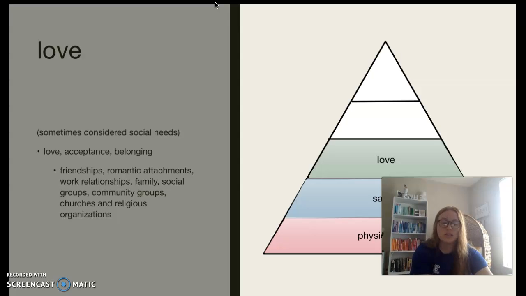The social needs in Maslow's hierarchy include things such as love, acceptance, and belonging. At this level, the need for emotional relationships drives human behavior. Some of the things that satisfy this need include friendships, romantic attachments, family, social groups, community groups, churches, and religious organizations. But the love and belonging level of Maslow's hierarchy is slightly different in the workplace than it is in other areas of our life.